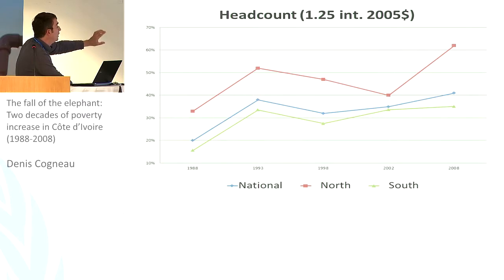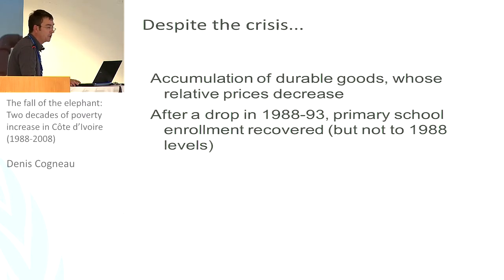At the national level, it more or less doubled, from 20 to a little bit less than 40% of poverty. And you see also on the red curve, of course, it is the southern part of the country, which weighs more or less 80% of the population, that guides the national poverty evolution. But what's interesting when you disaggregate and isolate the northern region is that during the partition, during the civil war, it is the north that suffered the most and experienced this 22% average increase.